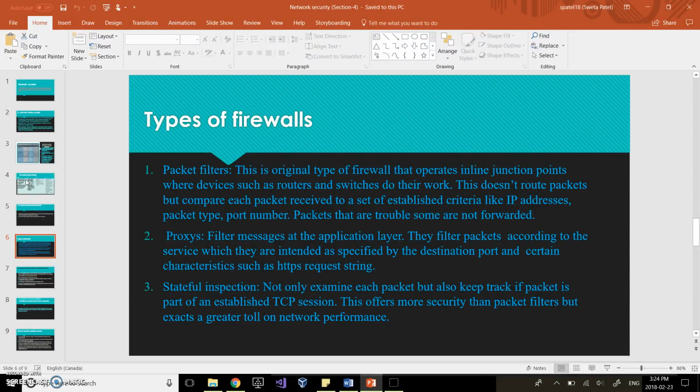The second type is proxies, which filter messages at the application layer. They filter packets according to the service for which they are intended, as specified by destination port and certain characteristics such as the HTTP request string. Stateful inspection not only examines each packet but also keeps track of whether a packet is part of an established TCP session. This offers more security than packet filters but exacts a greater toll on network performance.